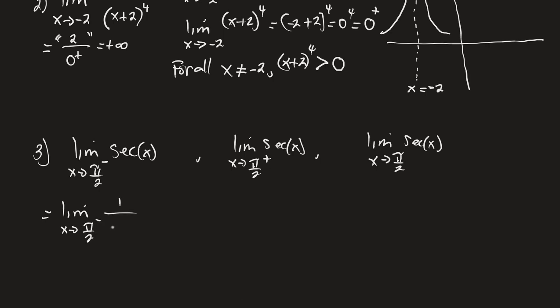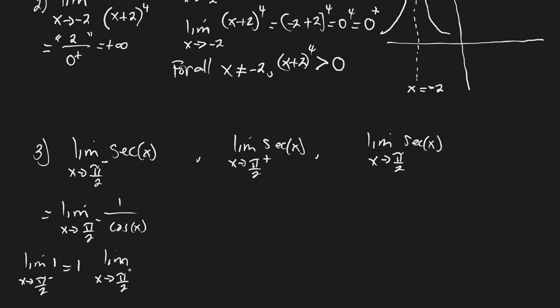Right, so this is 1 over cosine. And what happens is as x approaches pi over 2, so let me just talk about the number first, right? So we can see that the limit as x approaches pi over 2 minus of 1, well, that's going to be 1. So the numerator will be 1. The denominator, what does that approach, right?